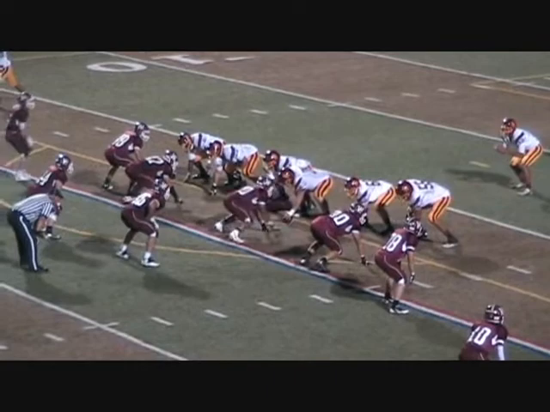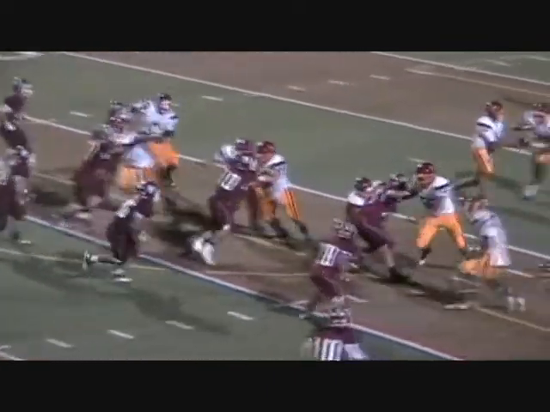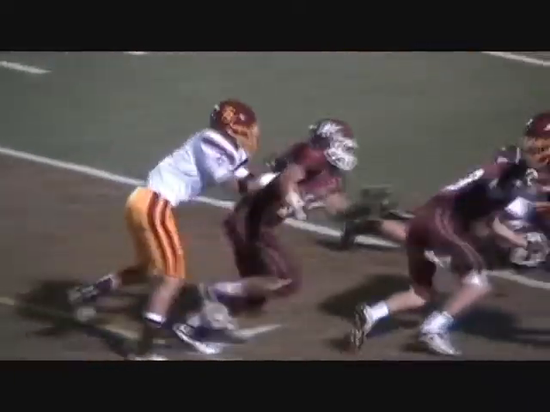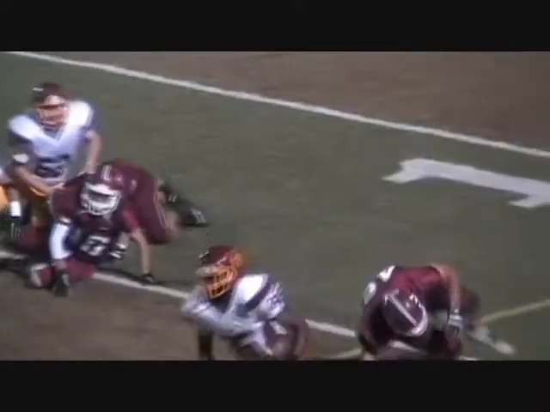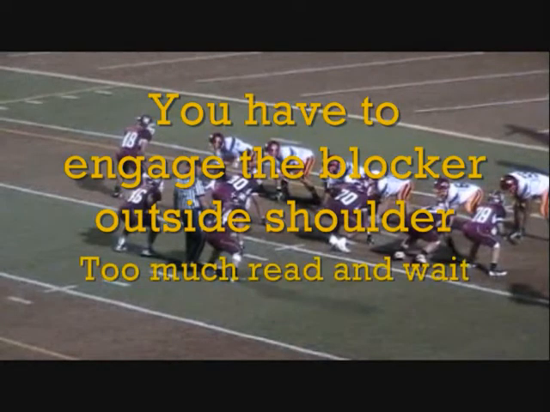This is the 45-degree angle I'm talking about. Once you take your read step, now come up into the line of scrimmage. Bam, that's great. Now get to his outside, and right there, you lost your outside leverage and you lost your thought about keeping your head in front of him. Here you have to engage the blocker on the outside shoulder.